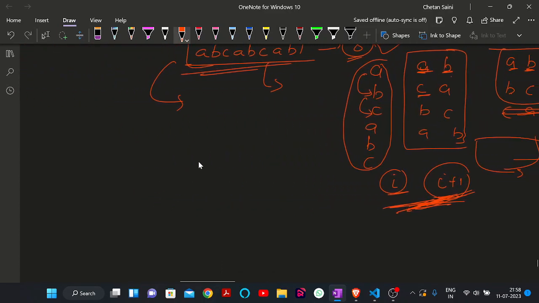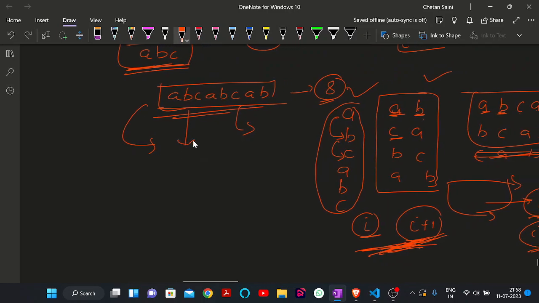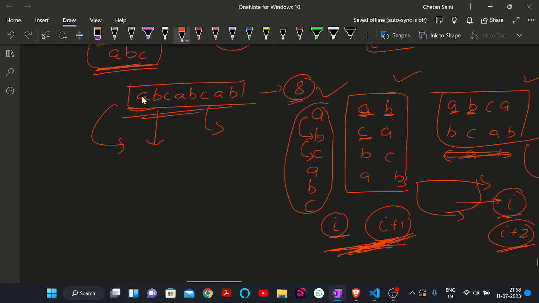Now, what we consider is that this is our string. In this string, you can see that I and I plus 1, that is not same anywhere. I and I plus 2, like this one, these are not same. For I and I plus 4, I plus 1, plus 2, plus 3, plus 4, I, B and C, C and A, A and B, that is not same. So yeah, that is true.